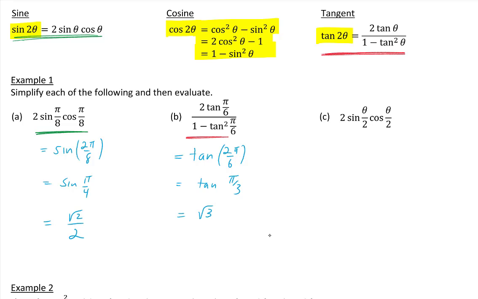And the final one, which we will not need to evaluate, looks like 2 sine theta over 2 cosine theta over 2. This looks like our double angle for sine. So this is equal to the sine of 2 times theta over 2, which is equal to the sine of theta.